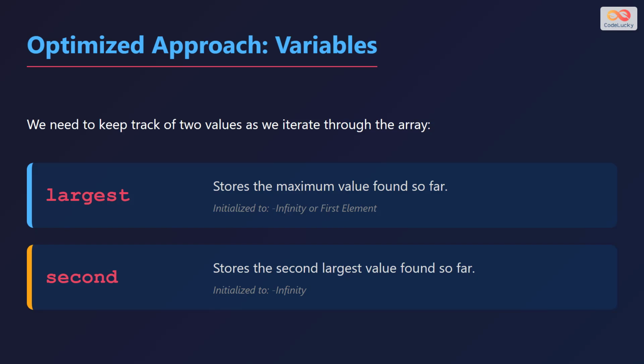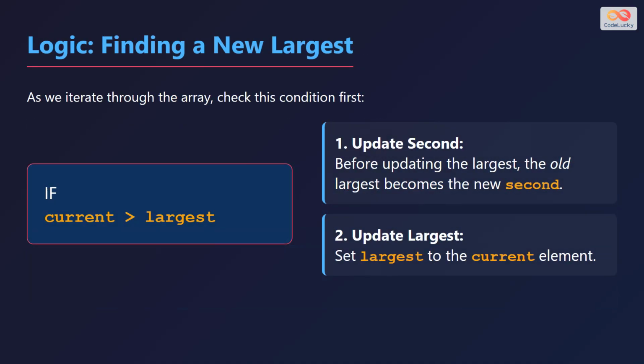To do this efficiently, we need two variables. One called largest to track the maximum value found so far, and another called second to track the second largest value. We initialize them to a very small number or negative infinity. As we loop through the array, if we find a number greater than our current largest, two things happen. First, the current largest becomes the new second. Then, we update largest to this new number.